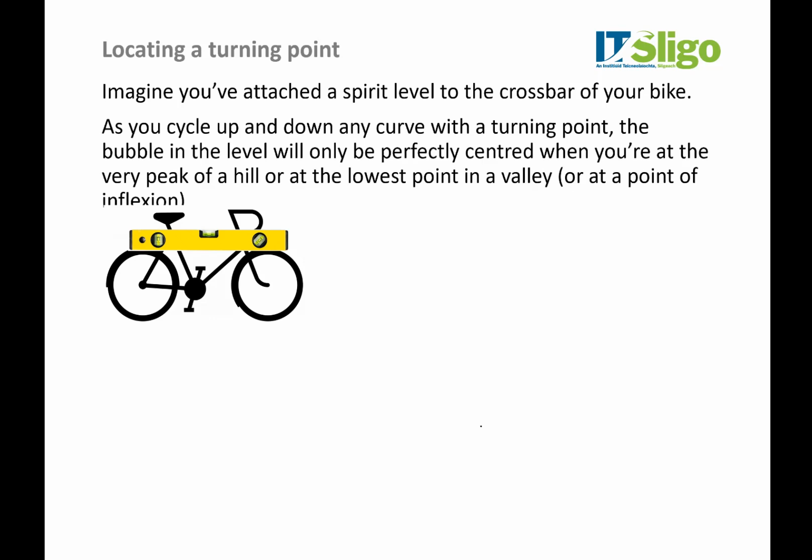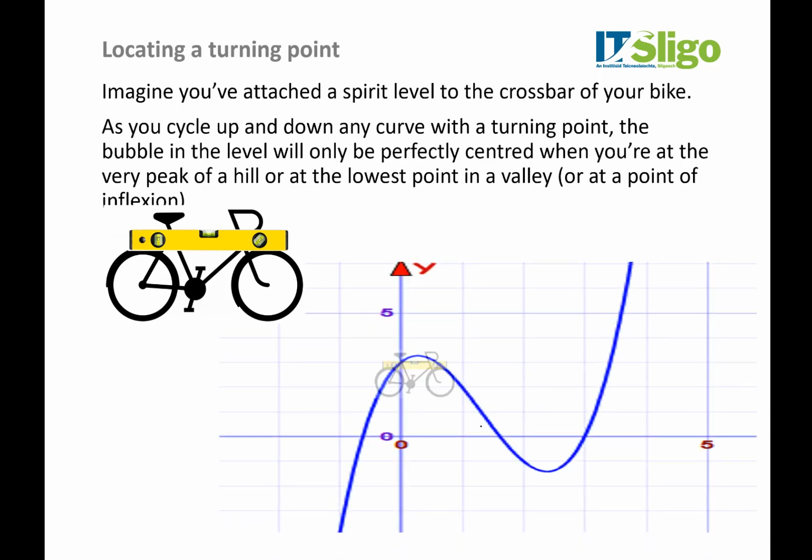Now, as we cycle up and down the hill, if we imagine the curve is actually a series of hills and valleys, the only place where the bubble will be exactly centered is either at the very peak of a hill or at the very lowest point of a valley, or at a point of inflection, if that's what we're looking at. So that's what we're looking for.